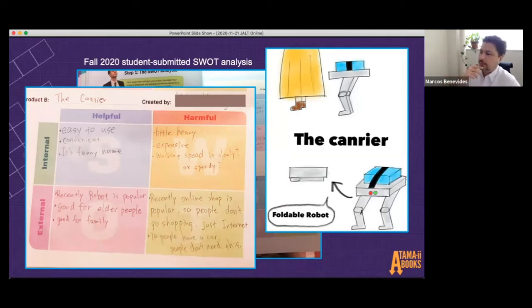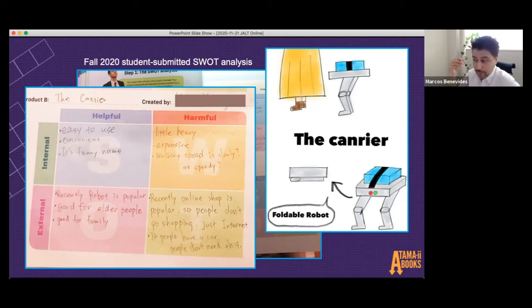And again, the external factors. Recently, robots are very popular. That's a good point, right? People have their Roombas, robot vacuum cleaners and things like that. Another good external factor is good for elderly people, right? So Japan's aging population, something like this could be a good opportunity for this kind of product, right? And so on. Harmful. Well, this is a really good point too, right?